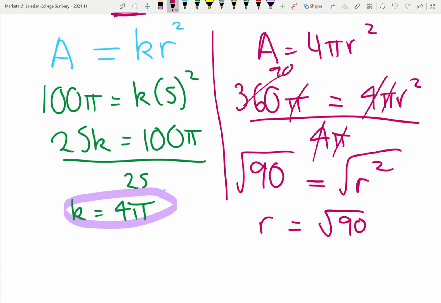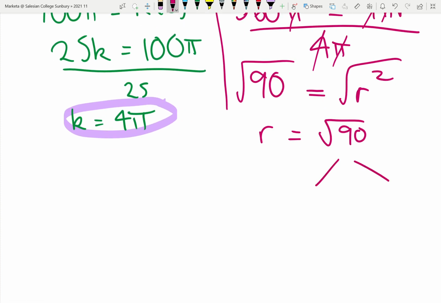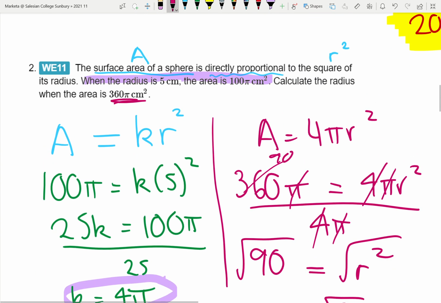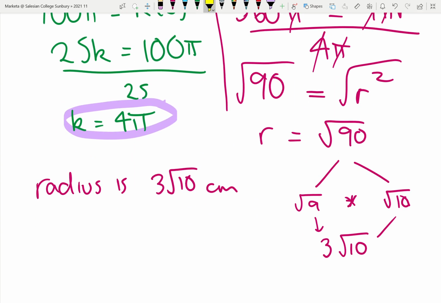So it's root 90, but we can simplify this. So let's call this 9 times 10. Well, that will simplify to 3 root 10. So our radius is 3 root 10 centimetres, and I'll just double check that we are looking at centimetres. Yes, we are. So notice here that I'm not making a decimal. The question does not ask me to use a decimal, so I don't use decimals. I don't round it. I don't do anything. I leave it as exact values. And in methods, we usually use exact values.